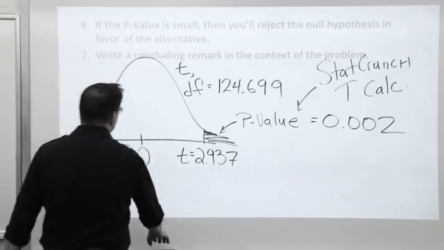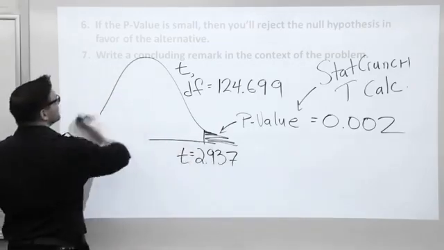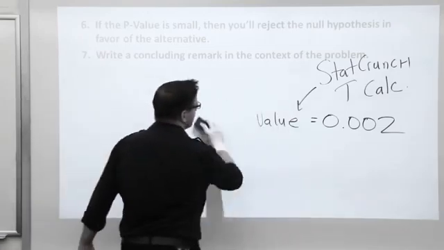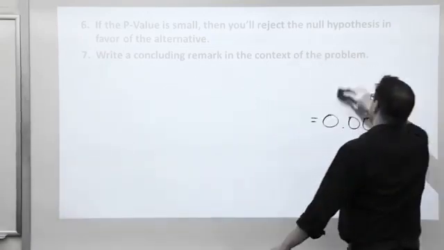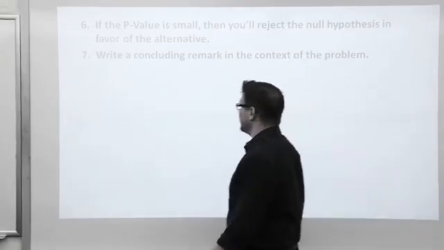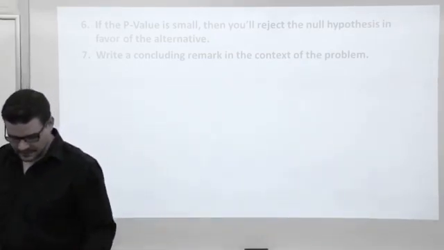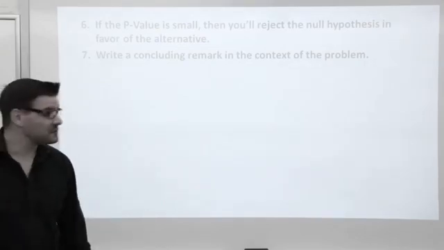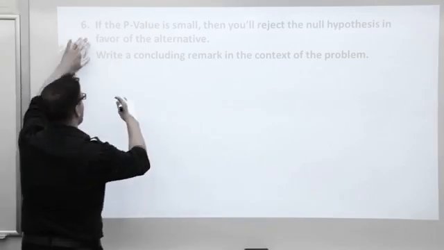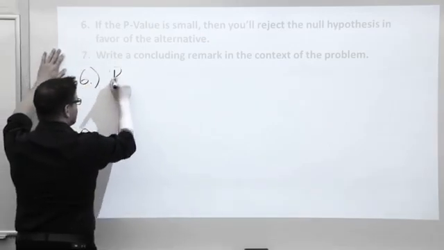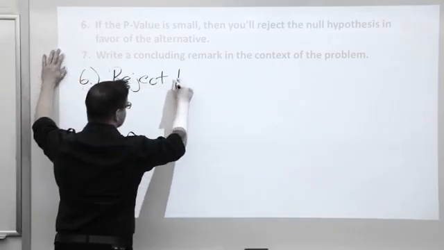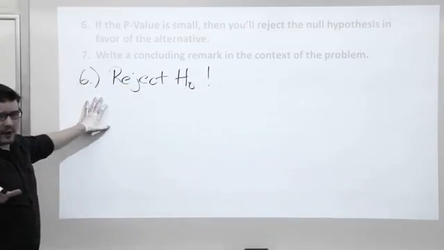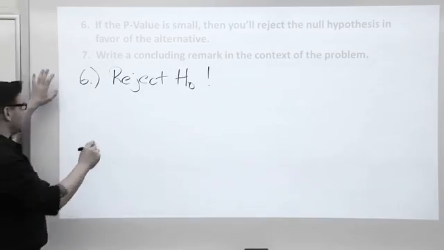Parts 6 and 7: if the p-value is small, which it is, you'll reject the null in favor of the alternative. Part 7, write a concluding remark in the context of the problem. And I guess there's one last question at the end, which we'll handle when we get there. If the p-value is small, reject the null. This is clear-cut, reject the null. Without a doubt, don't think, don't blink. 0.002 is below 1%, reject the null.